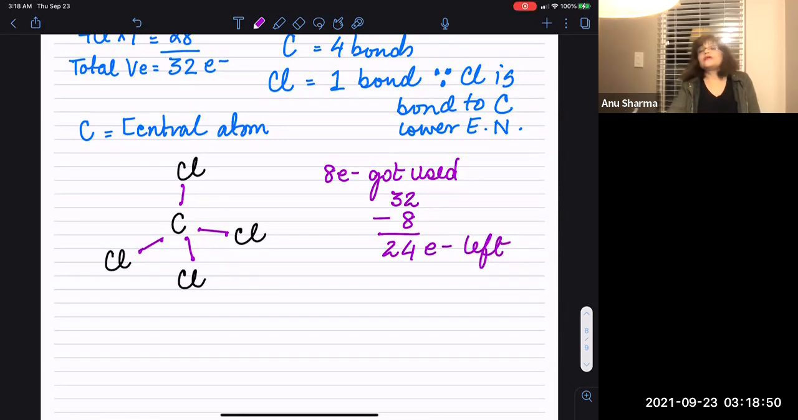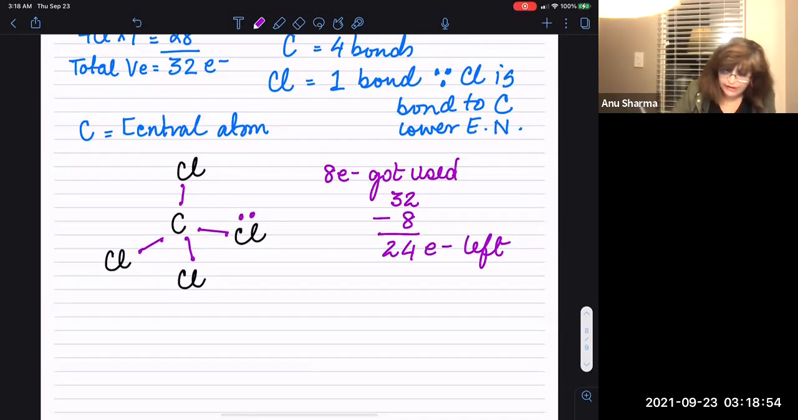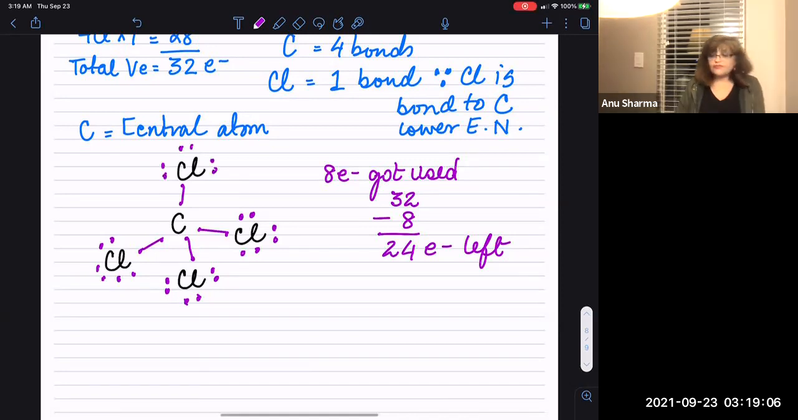So those 24 electrons that were left are going to first fill the octet of the outer atoms. So 1, 2, 3, 4, 5, 6, 7, 8, 9, 10, 11, 12, 13, 14, 15, 16, 17, 18, 19, 20, 21, 22, 23, 24. So all the outer atoms have used the remaining 24 electrons.